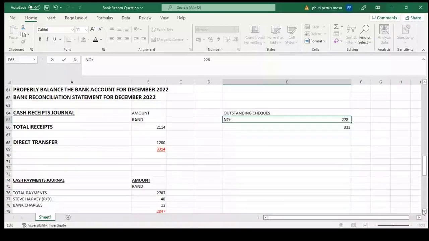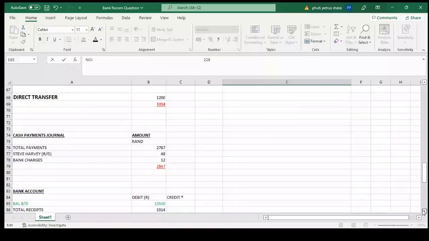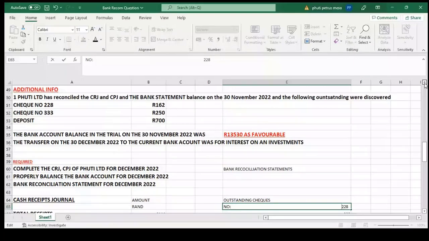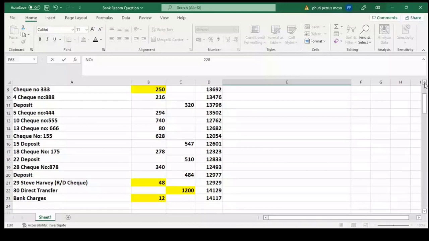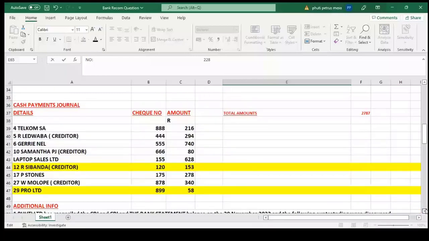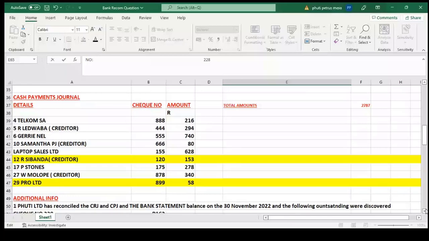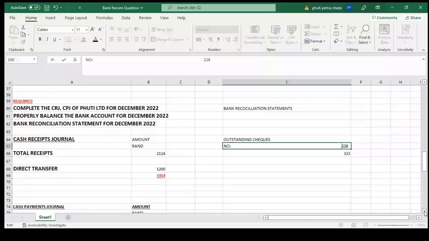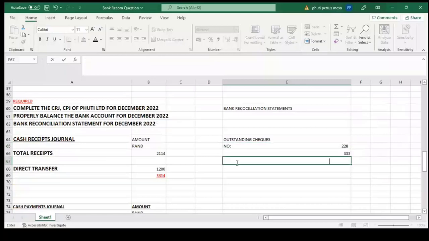Let's see what is not in the CPJ. Something that was in the CPJ, but not the bank statement. CPJ, those two, there we go. Should I go to CPJ or bank statement? The CPJ, because this is what we need to put in the bank recon from the CPJ that's missing, isn't it? Yeah, we've got the creditor here, Sibanda, check number 120. Okay, so check 120 and check 899. Make sense? Yes. Check 120 and 899, right?